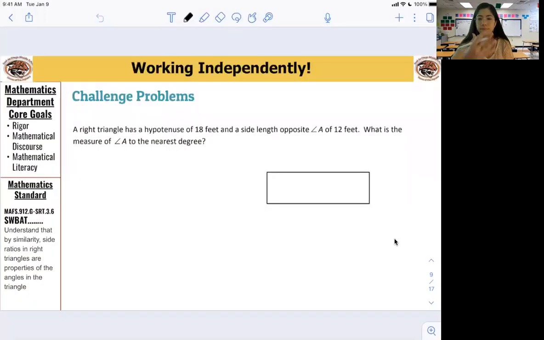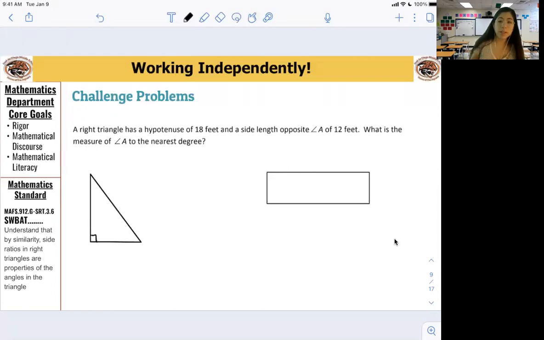So if you get a question like this one where you don't have a picture, draw one out. You've got to do it, because the more you rely on your head to do things, the worse it's going to be. You want to make sure that you're always drawing these out. So here we go. A right triangle has a hypotenuse of 18 feet and a side length opposite angle A of 12 feet. What is the measure of angle A to the nearest degree?